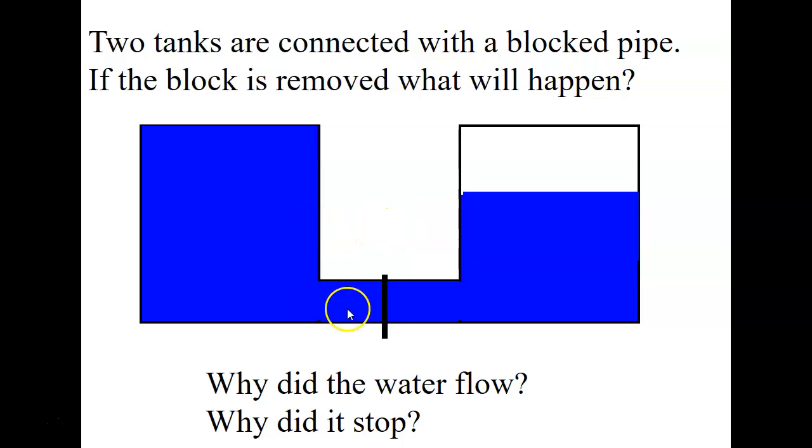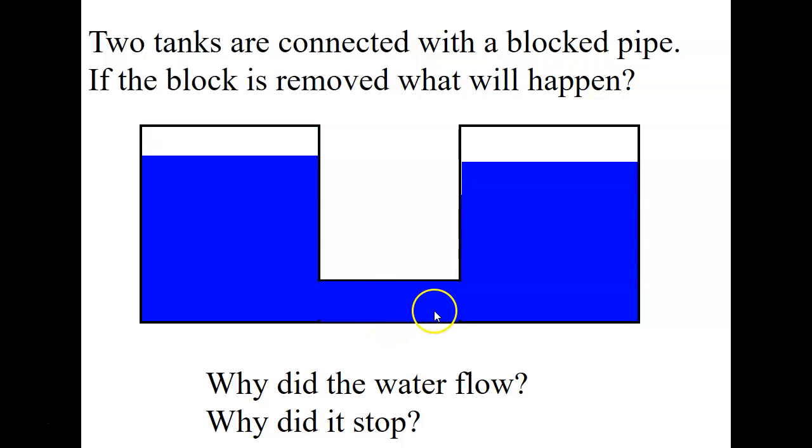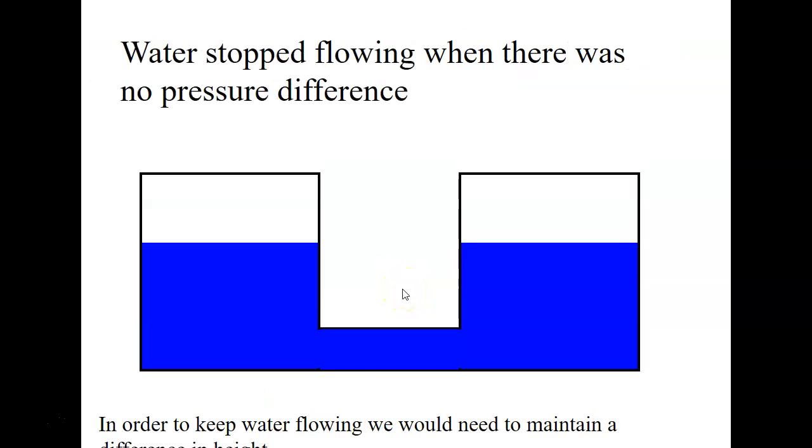If I have two tanks that are connected by a little valve right here, and I remove that valve, the water will flow from the high tank to the low tank until the tanks equalize out. It stopped because there was the same amount of pressure on both sides of the connector. So water stops flowing when there's no pressure difference.